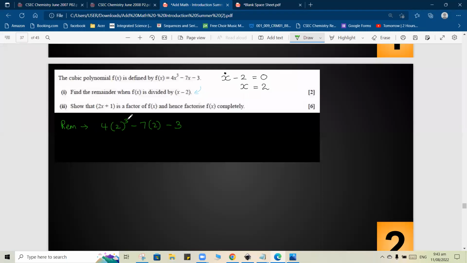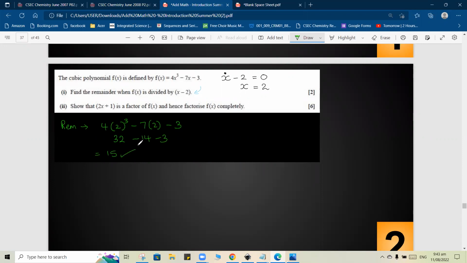2 to the power 3 is 8. 8 by 4 is 32. 7 by 2 is 14 minus 3. How much does that give us? 32 minus 14 minus 3. I am getting 15. So my remainder is 15.